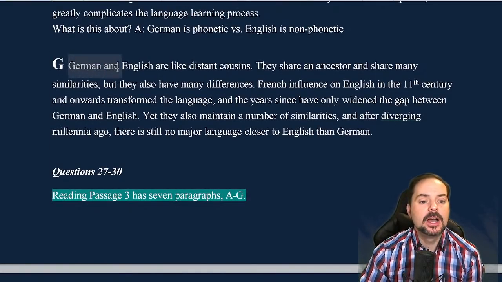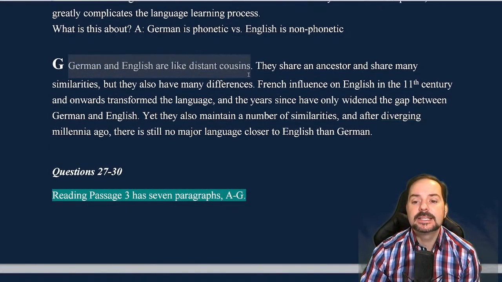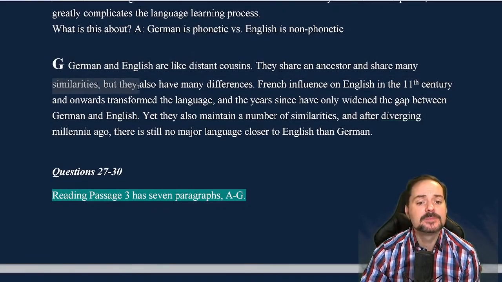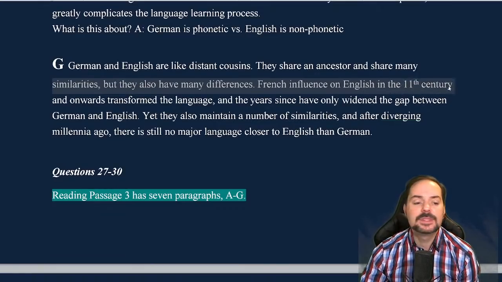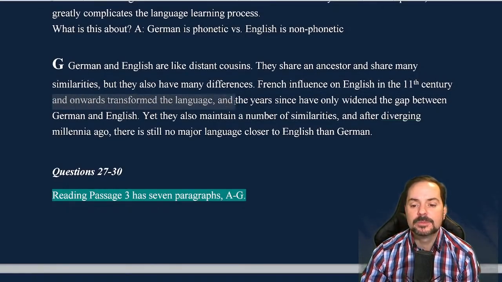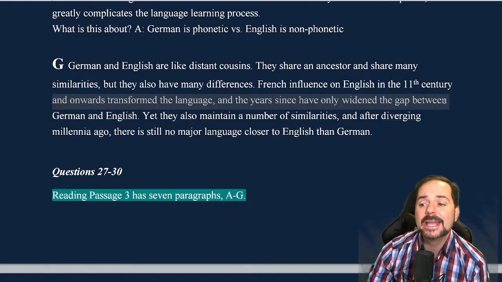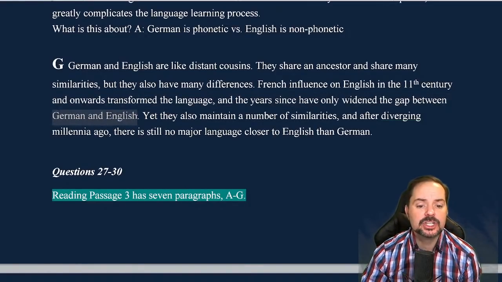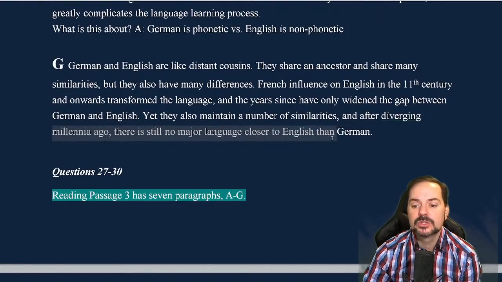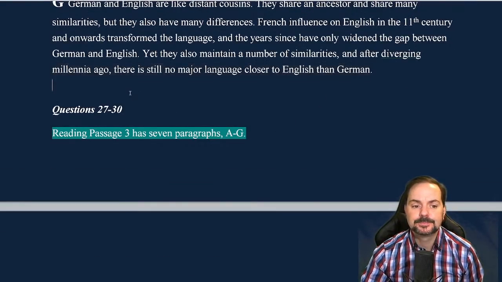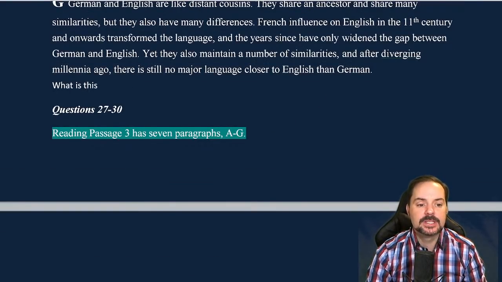Here we go, everyone. German and English are like distant cousins. They share an ancestor and share many similarities, but they also have many differences. French influence on English in the 11th century and onward transformed the language, and the years since have only widened the gap between German and English. Yet they also maintain a number of similarities, and after diverging millennia ago, there's still no major language closer to English than German. All right, conclusion. What is this about?